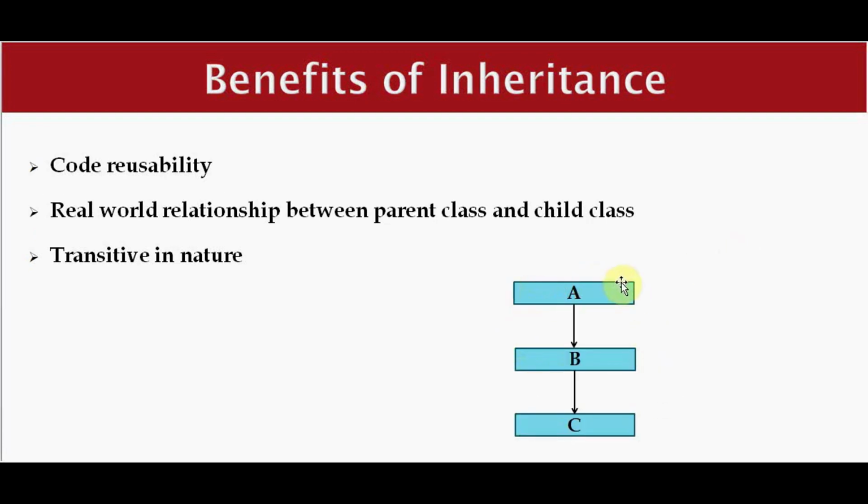Here we have three classes. If class B inherits from class A and class C inherits from class B, then this class C would automatically inherit from class A. It means that C can access the attributes and methods of the class A, even though it is not directly inherited from class A. So this is called as transitive.